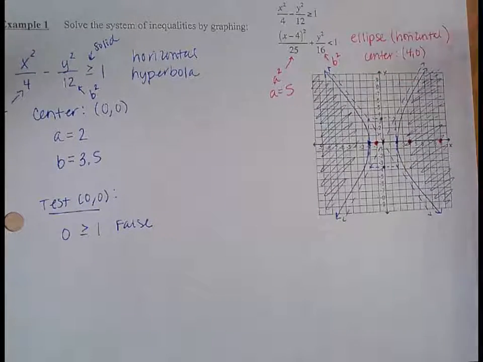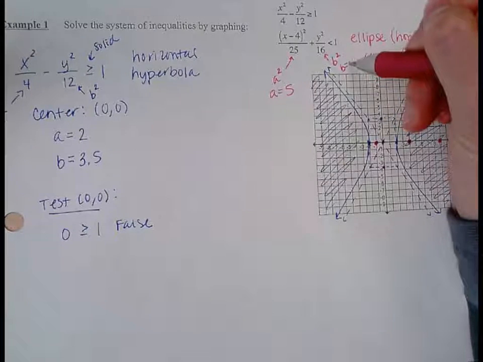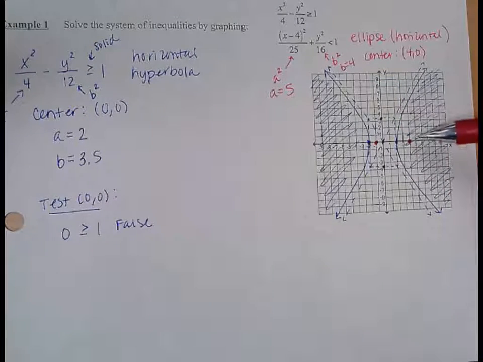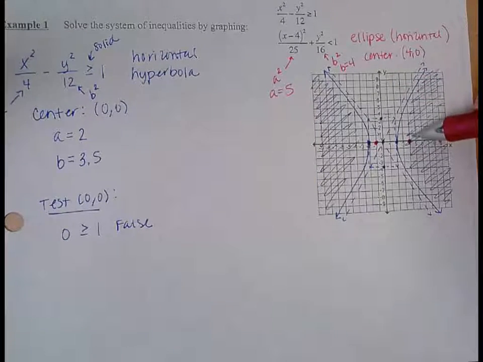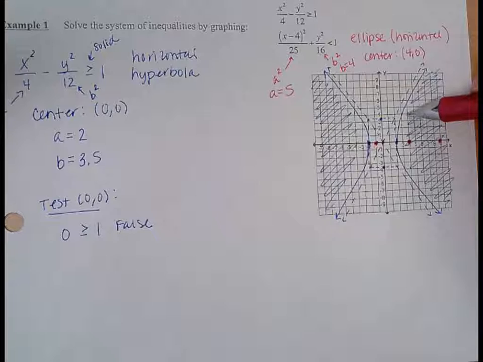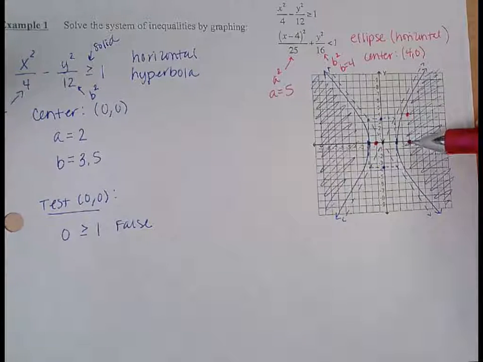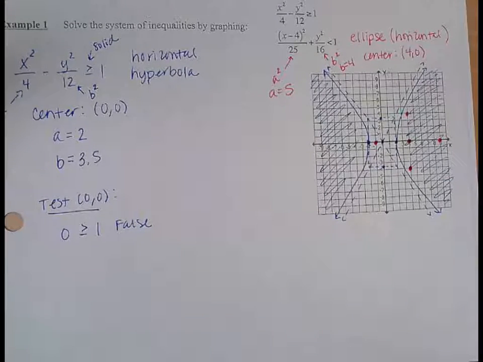And then since b squared is 16, b is 4, and the co-vertices would be up and down from the center, a distance of b. So I can go up 4 units from the center and be at 4, 4. That's one co-vertex, or down 4 units from the center and be at 4, -4. That's the other co-vertex.